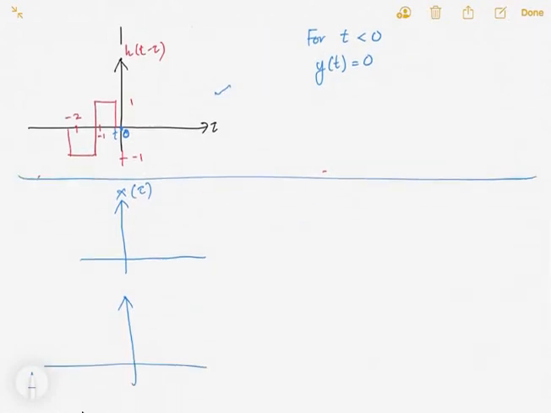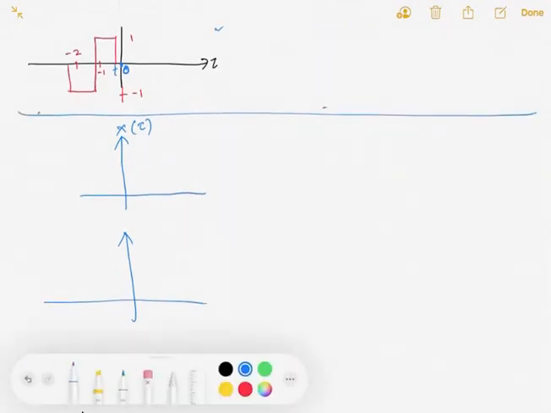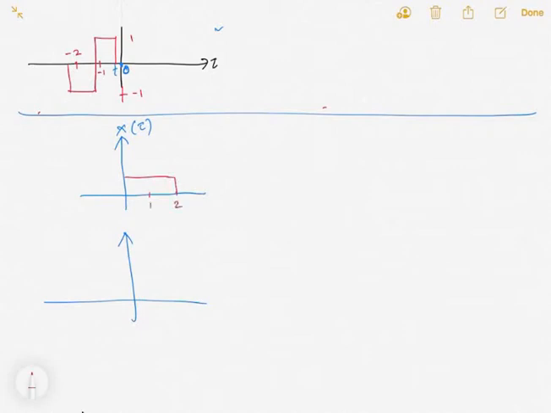Now you shift the t from in between 0 to 1. Let's draw the signal first. So this is the signal, 1 and 2. Then you shift the signal. This is 1 and 2, right? This is also 1, this is also 2. So you shift the h(t minus tau) in between 0 to 1. So 0 to 1 is here, and you just shift like this.